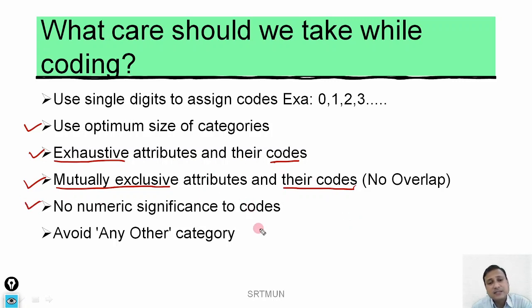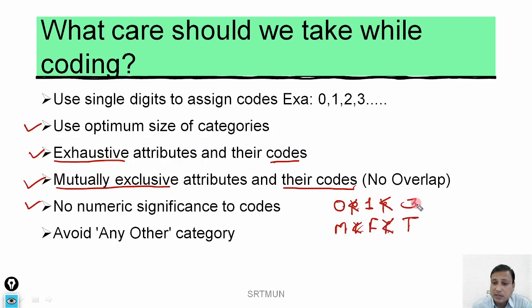Then there is no numeric significance to codes. What does that mean? If I have assigned 0 to male, 1 to female, and 3 to transgender, then 3 seems to be greater than 1 and 1 is greater than 0. It doesn't mean that transgender is greater than female and female is greater than male in some context. No, we cannot interpret like this. These numbers are nothing but numbers we have assigned to recognize these attributes. So there is no specific numeric significance to these codes.